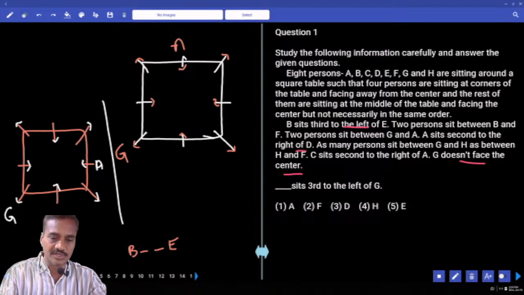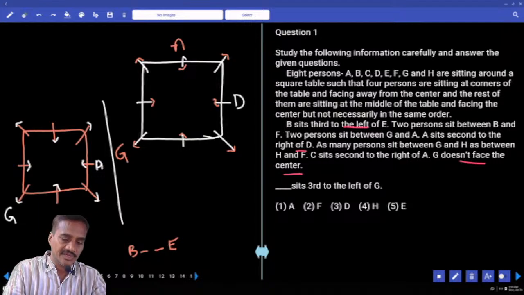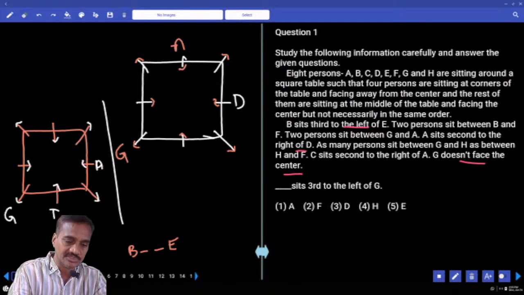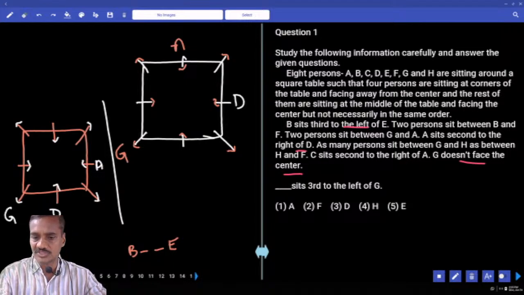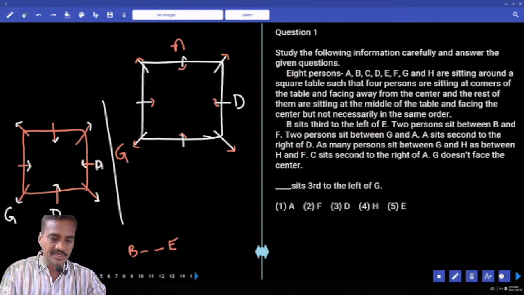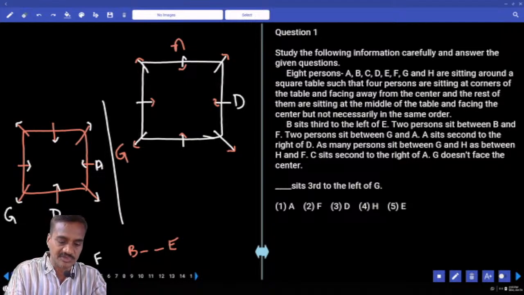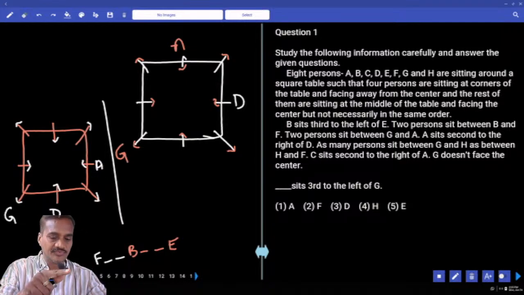A sits second to the right of D. D must be here, because A is seated second to the right of D. And next one, 2 persons between B and F. Now in between B and F, how many persons are there? 2 persons in between B and F. That means F and B have 2 persons in between. Again, 2 persons in between E is the answer.